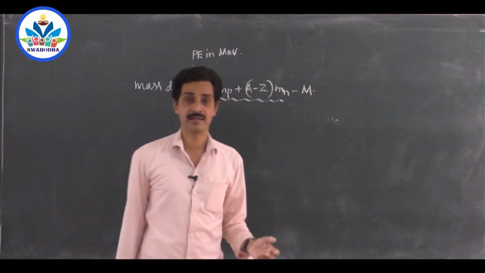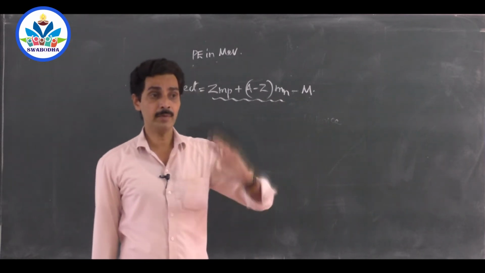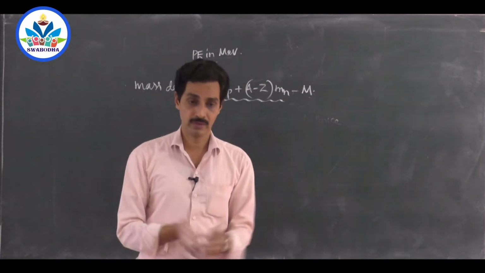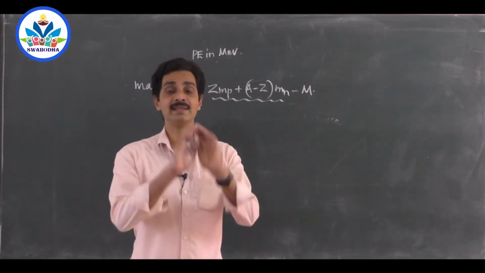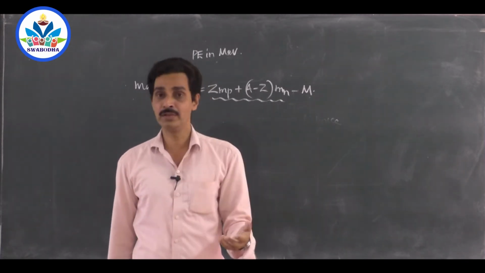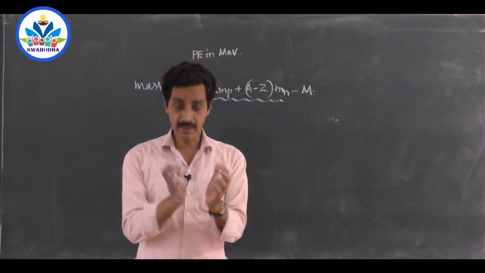This mass difference has occurred because some amount of mass has been directly converted into energy to form the nucleus. Now where is it now? That is in the form of binding energy of the nucleus, and that is used to form the nucleus, and that is given as the energy to the nucleus.